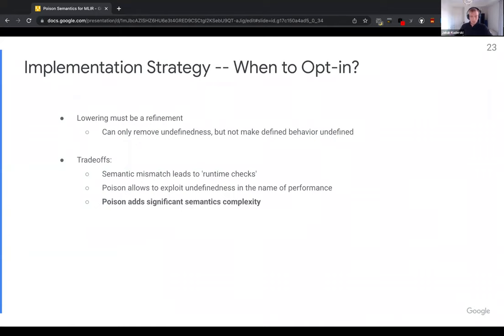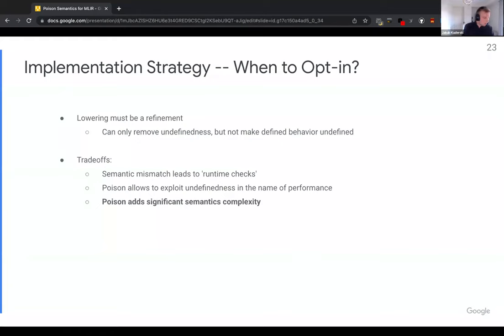If you expect that you have an instruction that you really want to lower to at the end of the day, and you don't want to introduce runtime checks, and you know that what you're lowering from won't have to introduce runtime checks, then if you can preserve this undefinedness along the way, and you can get extra performance by opting into poison semantics, you know, at the expense of a lot of extra complexity.